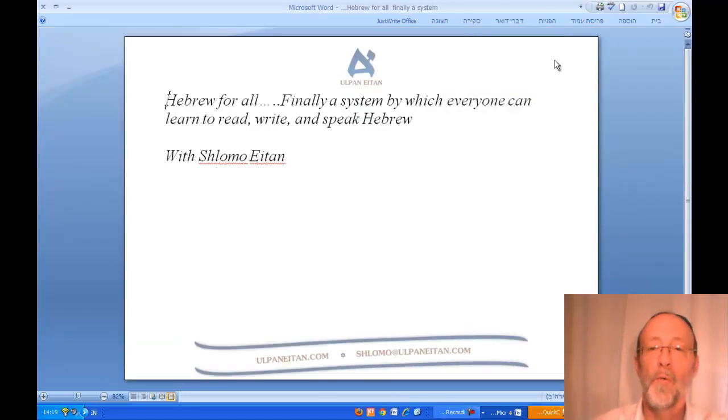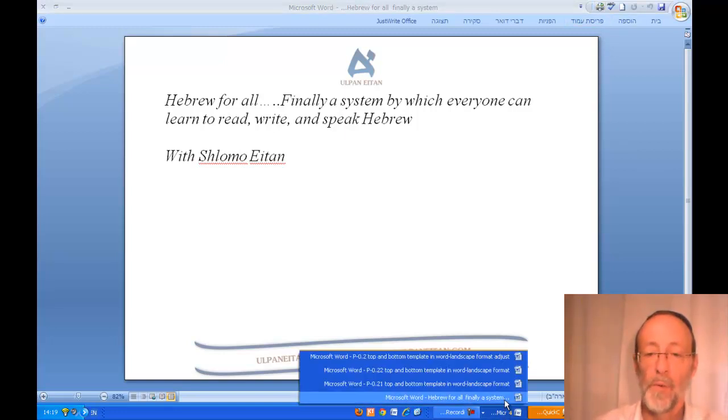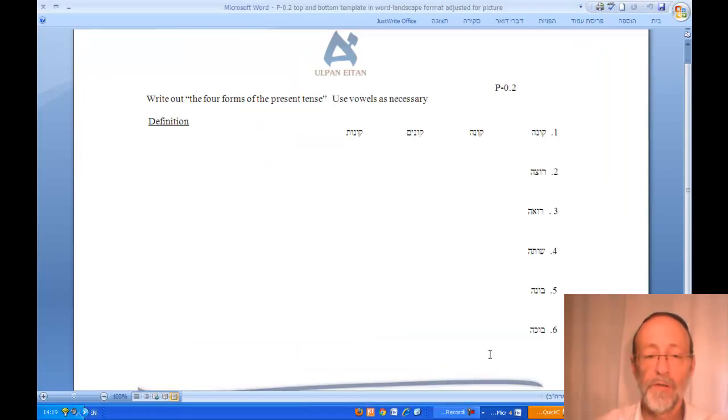So, what we're going to do is first take you back to sheet 0.2, which is where we were at the end of the last class, and I'm going to give you some of the definitions of the words. And as I often suggest, maybe you should pause and practice the four forms of the present tense once again to make sure that you're on target, without putting in the vowels.